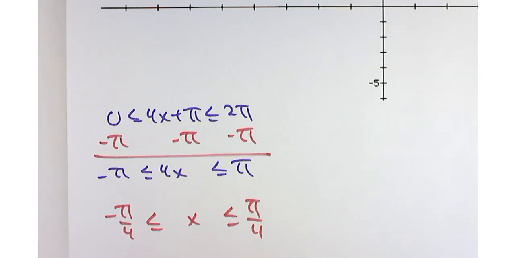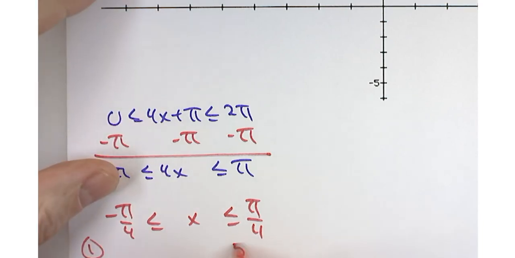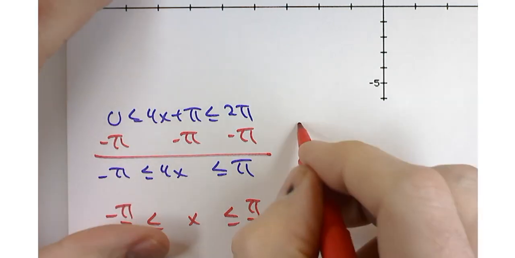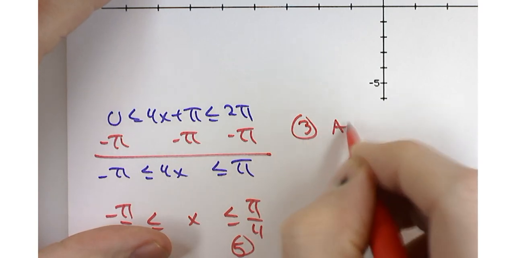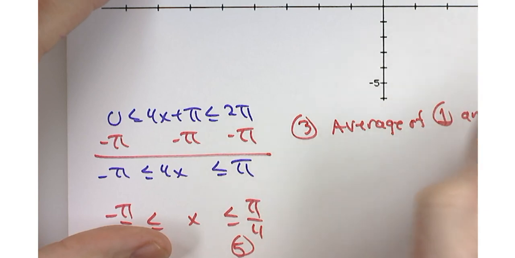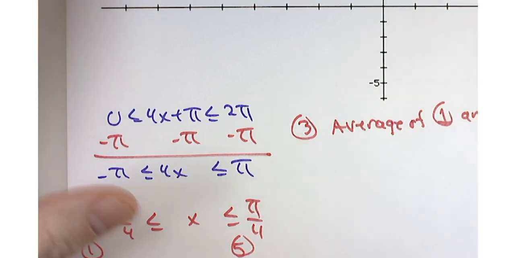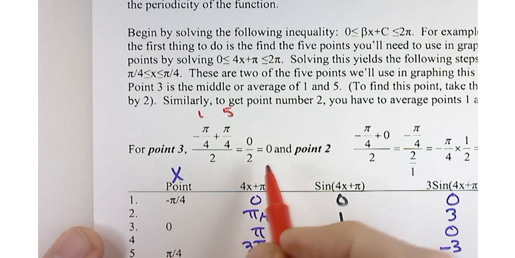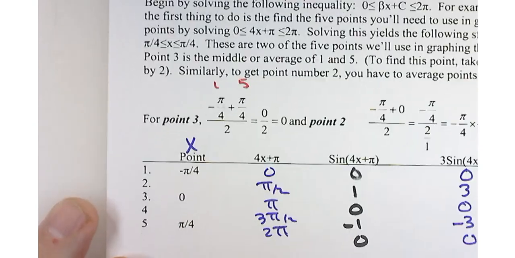Now I've called this the 5-point method. We just got points 1 and 5. So that's point 1, that's point 5, and we put that up on our little chart. To get point 3, 3 is the average of 1 and 5. And I've got that work up here. If you average point 1 and 5, add them up and divide by 2, you get 0. So that's another point.